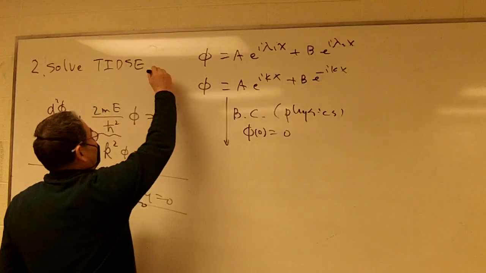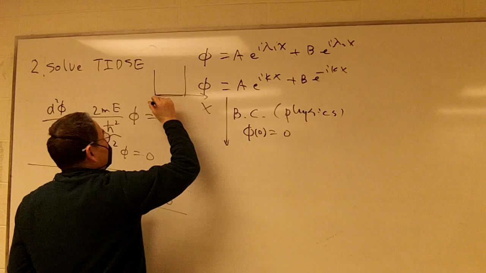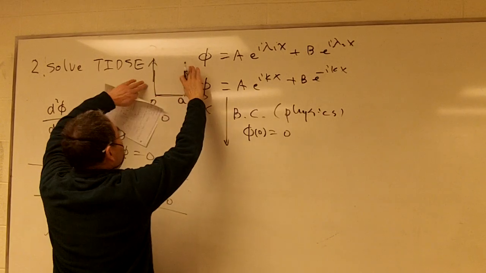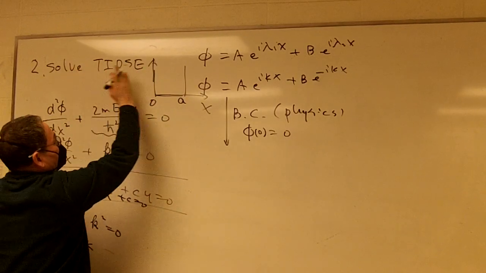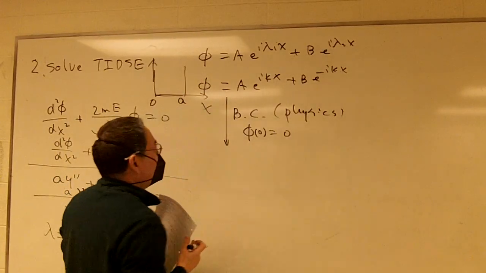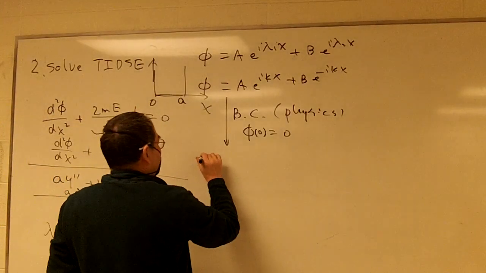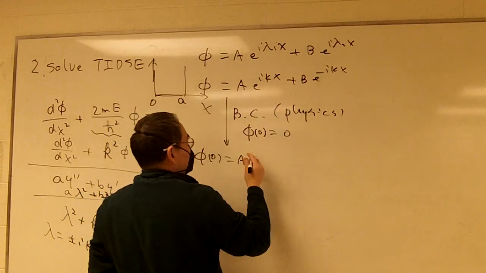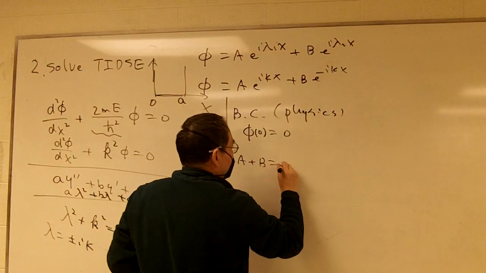Because this is a particle in a box, let me remind you, here is my x-axis, here is my y-axis, here is 0, here is a. So below x equals 0, it's all infinite, and here is also infinite. So that's the boundary condition, phi of 0 equals 0. When I plug it in, phi of 0 is a e to the 0, which is 1, and b e to the 0, again 1, so b equals 0.